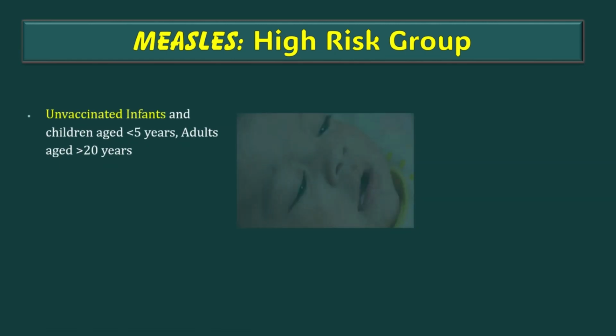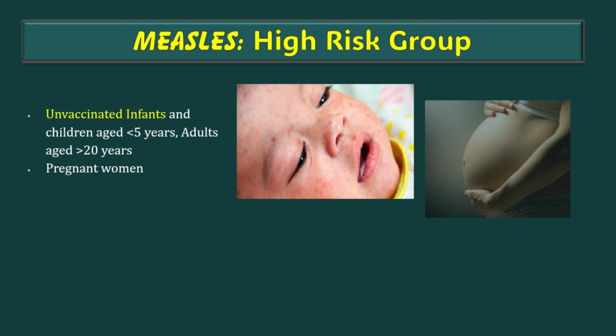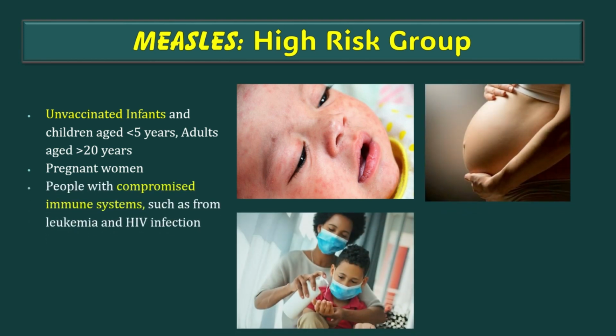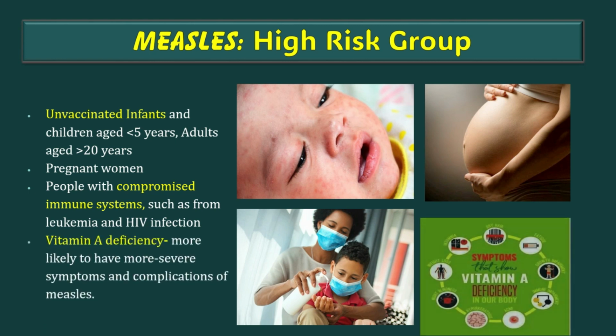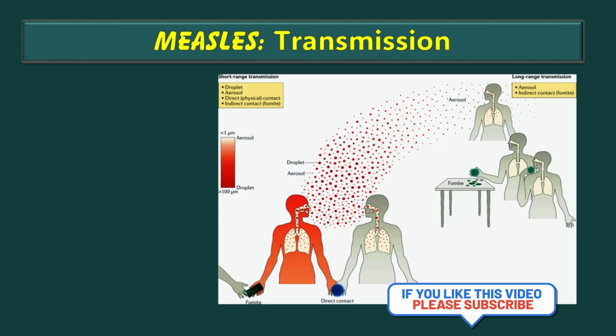High risk groups: there are several high risk groups who are prone to measles infection. These are unvaccinated infants, children aged less than 5 years and adults more than 20 years, pregnant women, people with immune compromised status such as leukemia or HIV infection, and people who have vitamin A deficiency. Vitamin A helps to protect from measles.